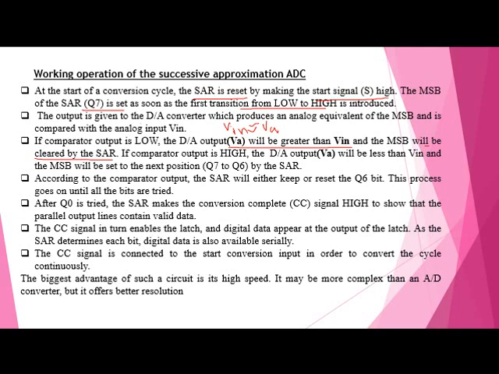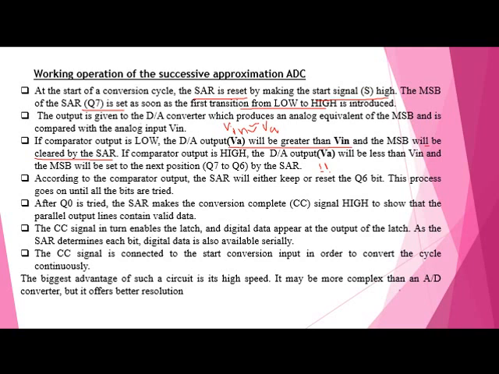If the comparator is high, the digital to analog output VA will be less than Vin. If VA is less than Vin, the MS bit is kept and the next position is set. That means the first MS bit is 1, and the next bit Q6 is also set to 1, so we get 1 1. This is Q7 and this is Q6; the next bit is also set by the SCR.